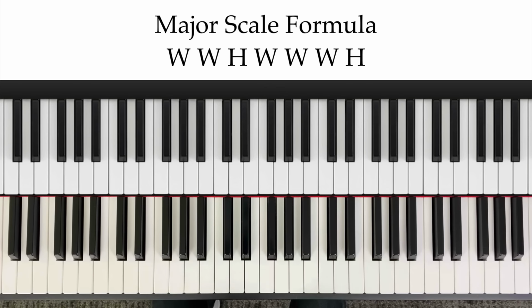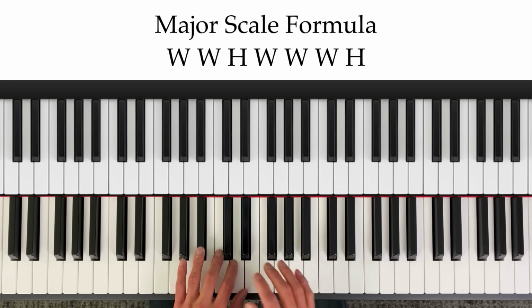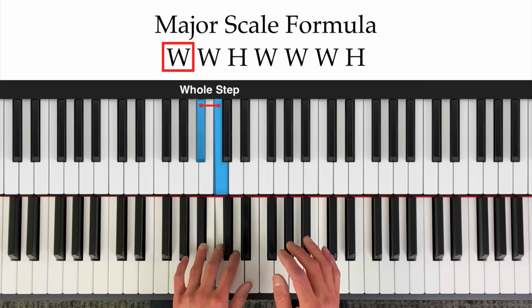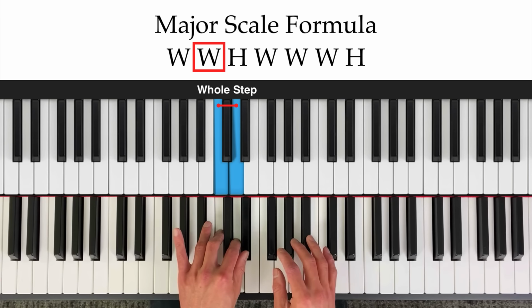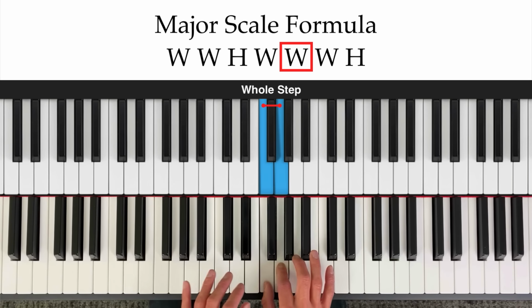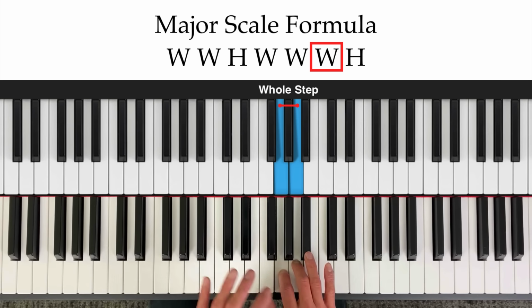Now let's try B flat. So here's a B. Flat means below. So here's our B flat. And now we start on our B flat. Now we have a whole step up, another whole step, now a half step, now a whole step, another whole step, and then finally we have a half step.